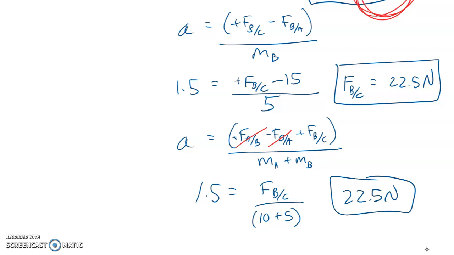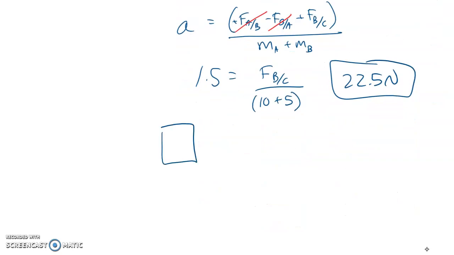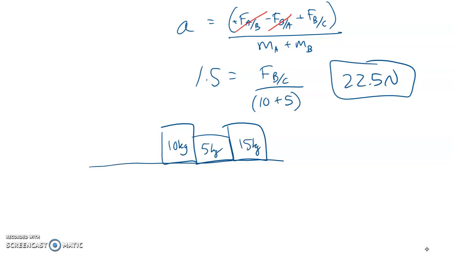So I just wanted to show you an alternate method of solving that problem. And before we leave this video, let me just show you what would happen if, instead of these objects being tied together, what if they're all just touching each other? So same three objects, 10 kilograms, 5 kilograms, 15 kilograms. But now, where's the external force here? Let's say there's a hand back there that's pushing this way with that 45 Newton force.